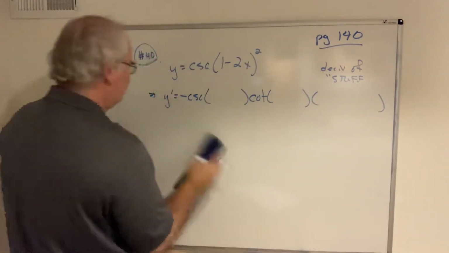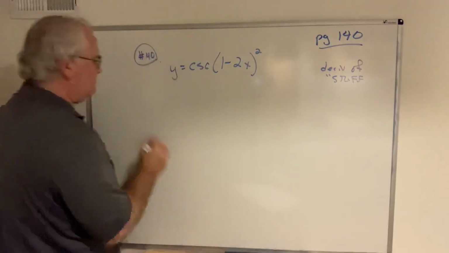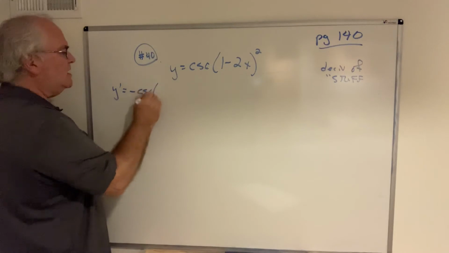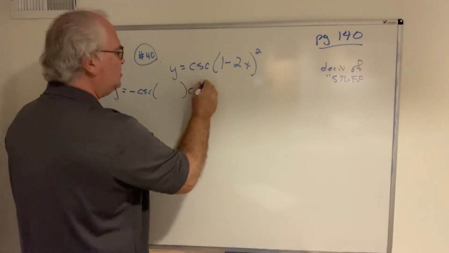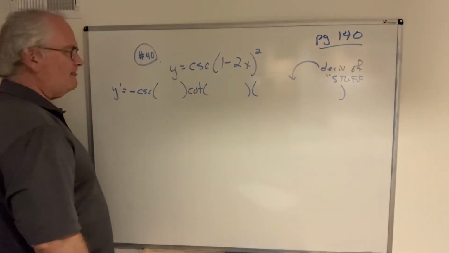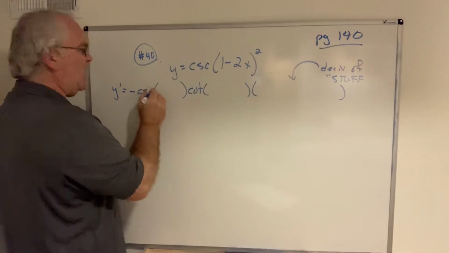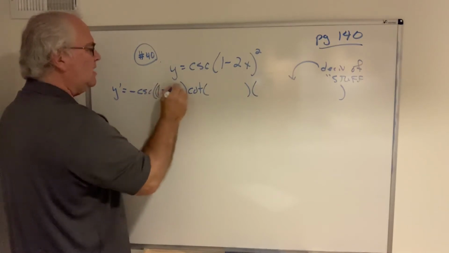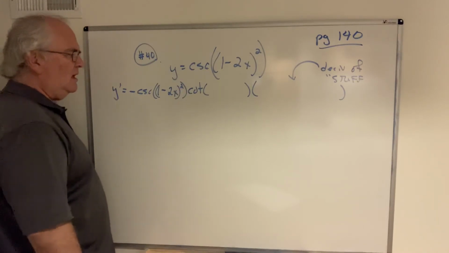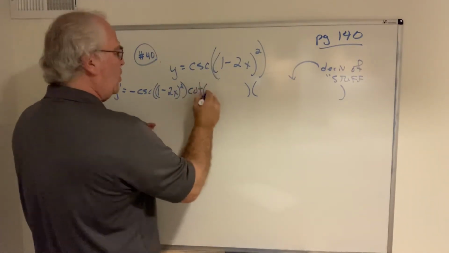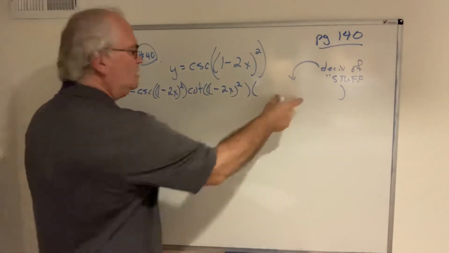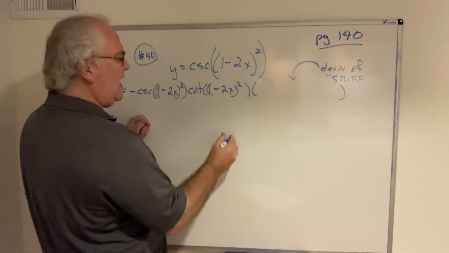All right? In fact, I want to back this up because I need some more space here. This is going to get kind of big. So y prime is, let's do it again, negative cosecant of the stuff, cotangent of the stuff, and then times the derivative of the stuff. What is the stuff? Is this junk to the second power? I like to go ahead and put this in parentheses, just to emphasize that. And this is copy, but you paste it twice. All right? And then you multiply by the derivative of whatever you copied and pasted.